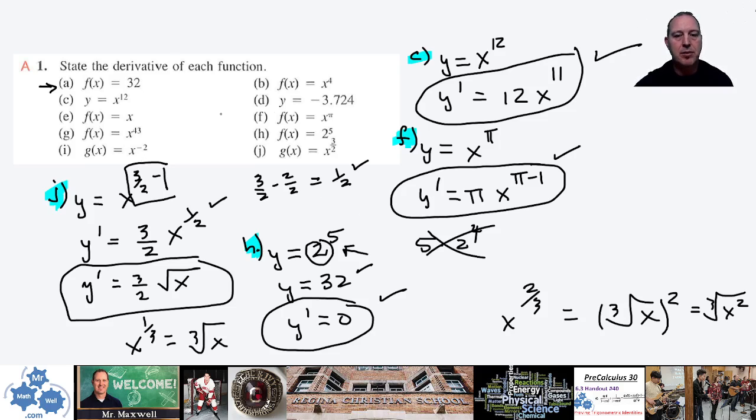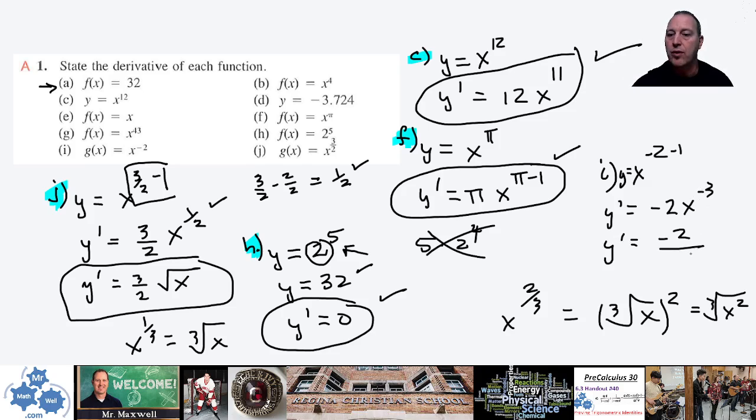And if we have negative numbers, okay, let me do i over here as well. What if we have x to the negative 2? Hey, that's no problem. Take the derivative of that. y prime is negative 2 x to the, careful, negative 2 minus 1 is negative 3. So without negative exponents, you might want to write it like this, negative 2 over x cubed, because this negative brings this down to the denominator.